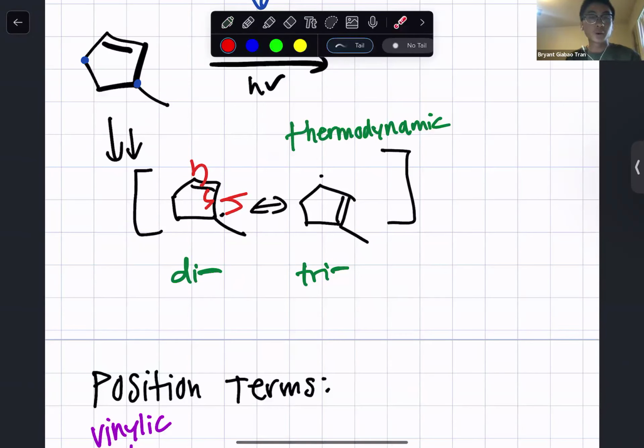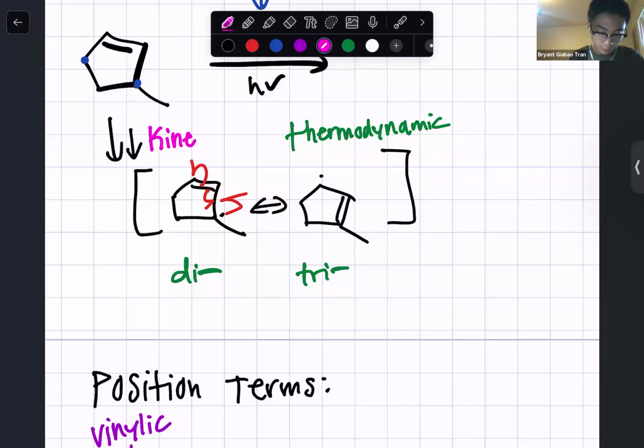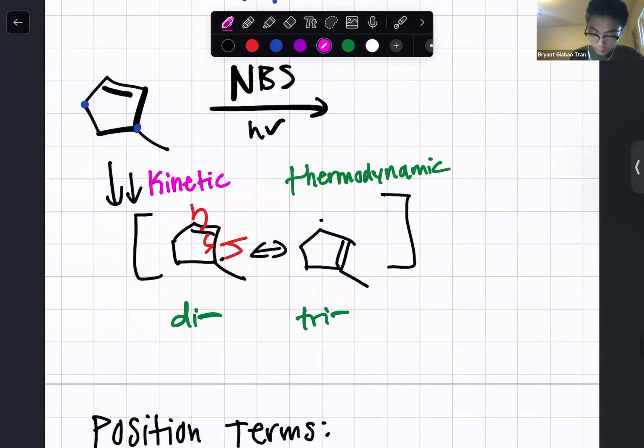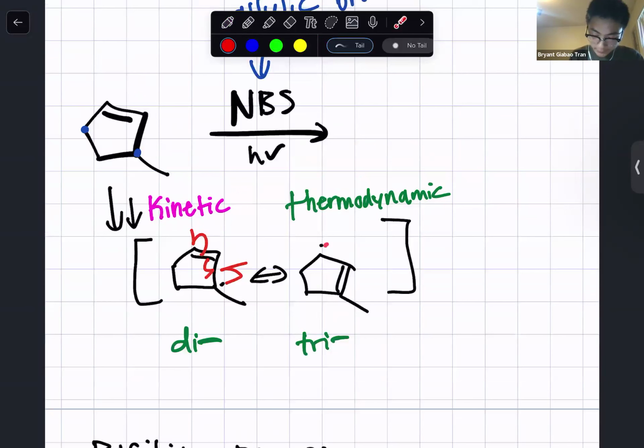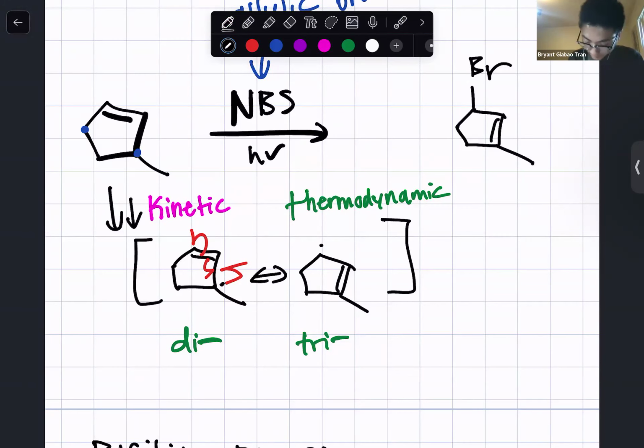Right. For the kinetic product, we said that it comes from the more stable intermediate. This radical here is tertiary allylic, and this radical here is secondary allylic. Since this radical here is more stable, this intermediate will give us the kinetic product, right? Whenever you see the radical there, just add a bromine there, right? So bromine, that's one of the products.